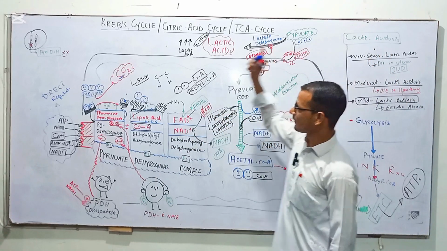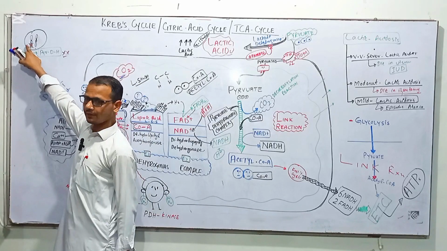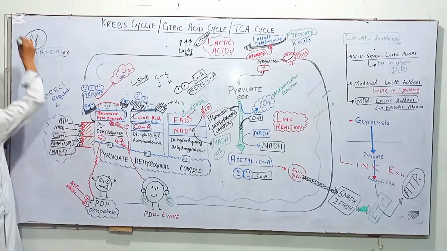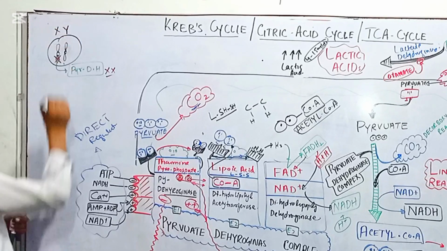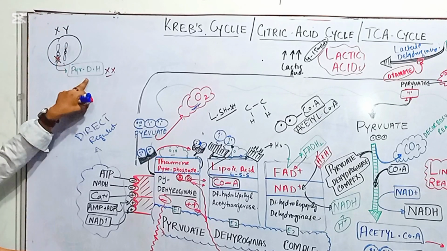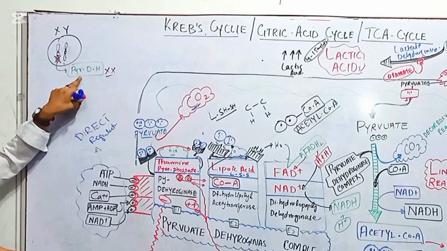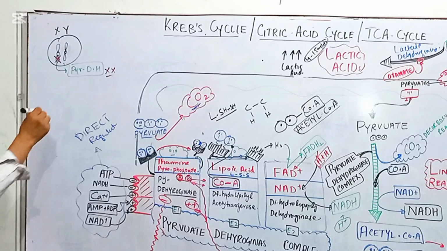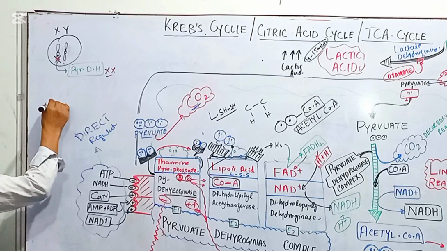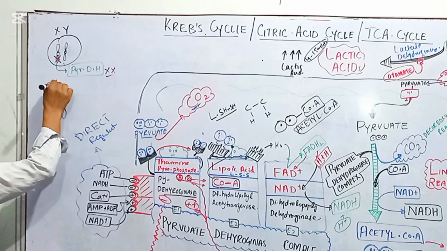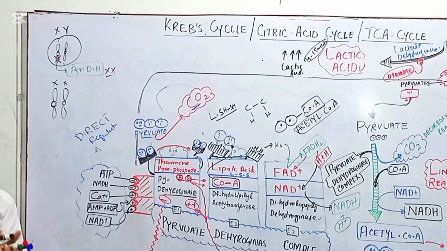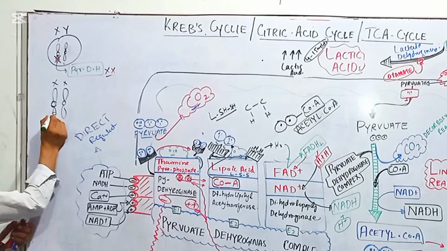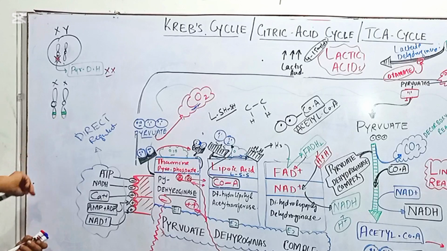And why does it occur? It occurs due to a defect in the X chromosome. This is, for example, male, and this X chromosome, this is Y chromosome, right? The gene which is responsible for the pyruvate dehydrogenase synthesis is present on the X chromosome. Now, for example, we have a female, and she has two X chromosomes, right?